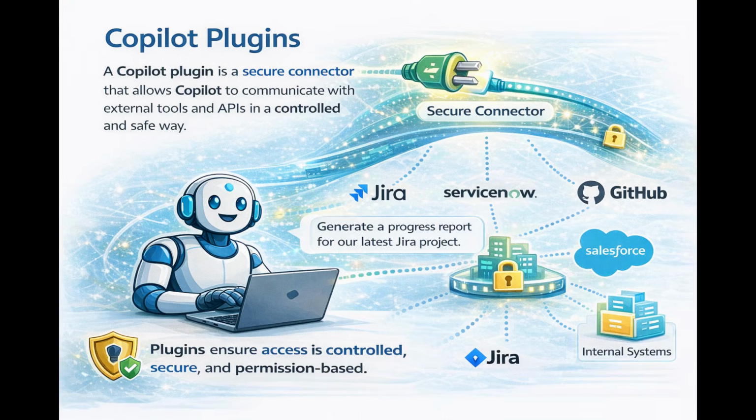A Copilot plugin is a secure connector that allows Copilot to communicate with external tools and APIs in a controlled and safe way. Think of Copilot like a smart assistant that understands your request and plugins as the bridge that connects Copilot to real systems. So when you ask Copilot to perform a task, Copilot uses the plugins to send the request to the external tools, fetch the required data, and return the result back to you.